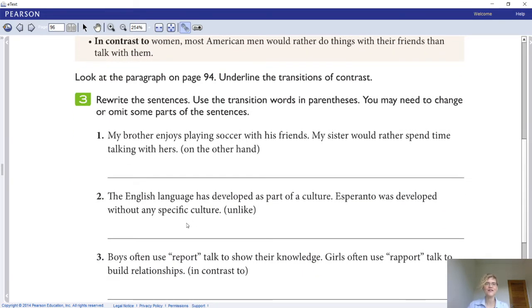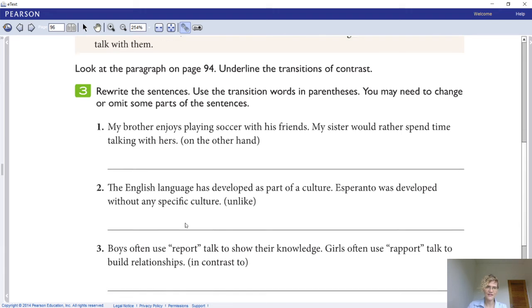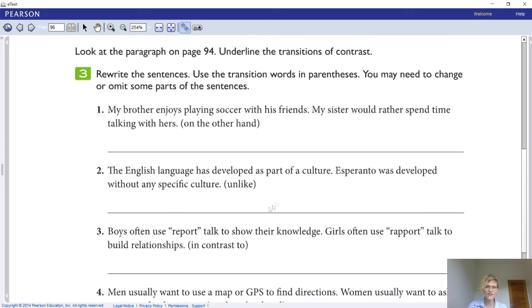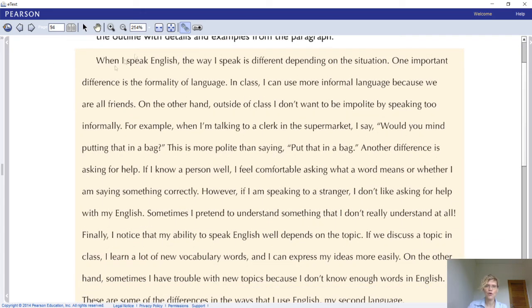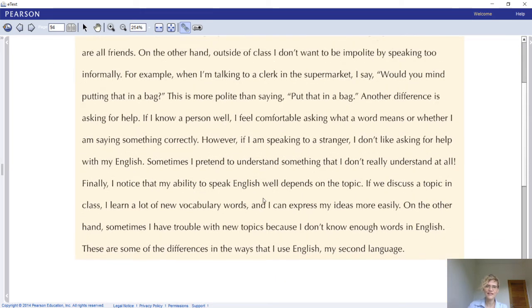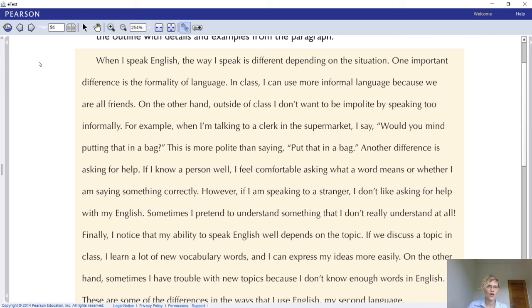Awesome. Now you're going to underline the transitions of contrast and rewrite the sentences. Use the transition words in the parentheses: on the other hand, unlike, in contrast to. So first you can look at page 94 and underline the transitions of contrast. Now here, go over this text and underline the transitions of contrast. Awesome.